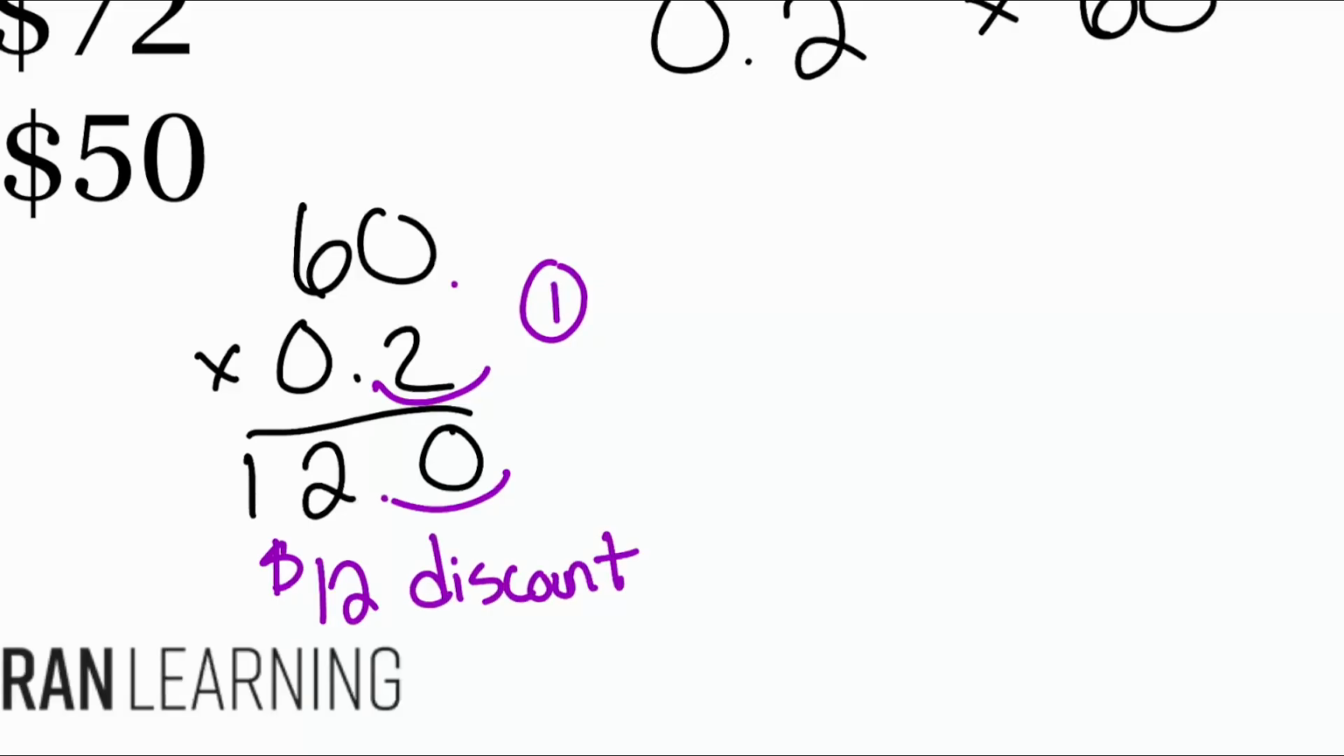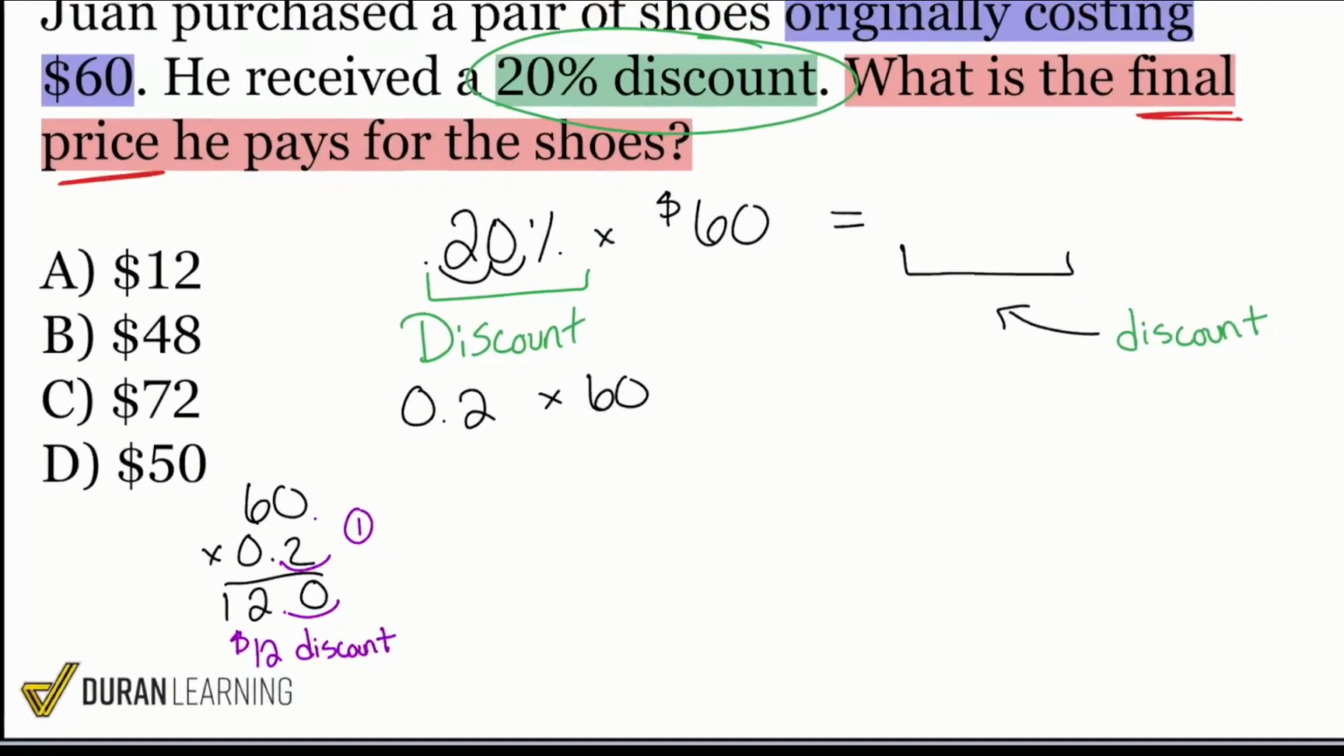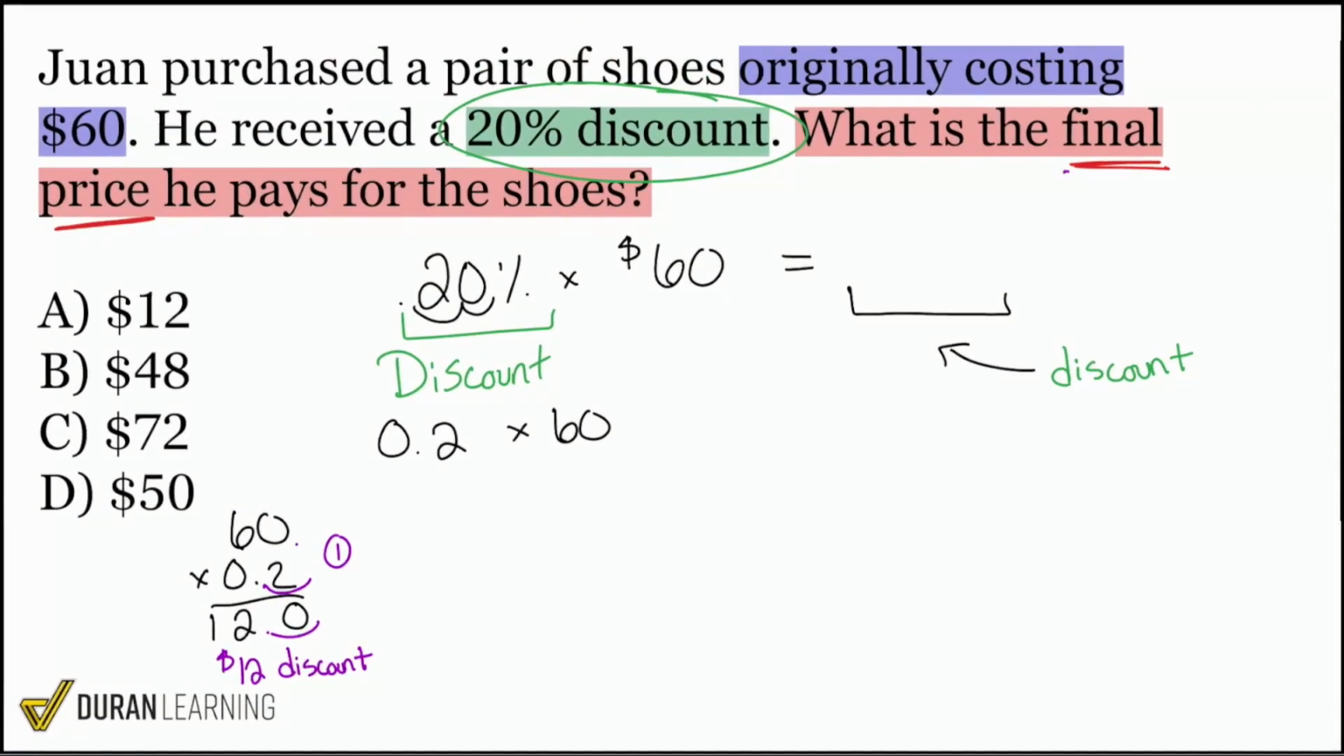discount. That's not the answer A. That's not the answer because, again, we wanted the final price. So because of that, all we would need to do if we did that was take the original $60, subtract the $12 of the discount, and that'll give us the final price. So 60 minus 12 would give us 48 in this case. That's the final.